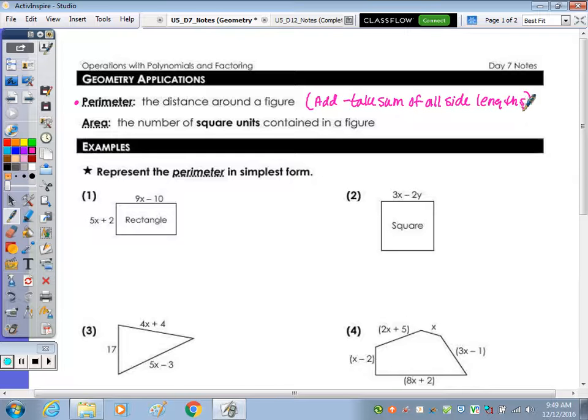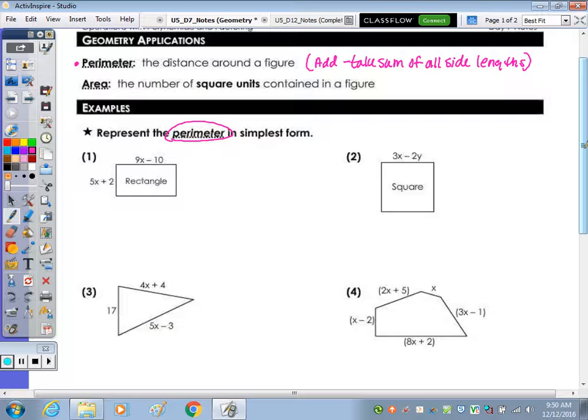For area, it's the number of square units contained in the figure, and that's going to require some formulas that we need to write down. So let's focus on 1 through 4 as it says on the perimeter. Okay, everything needs to be in standard form. So perimeter, we're going to add all 4 sides.